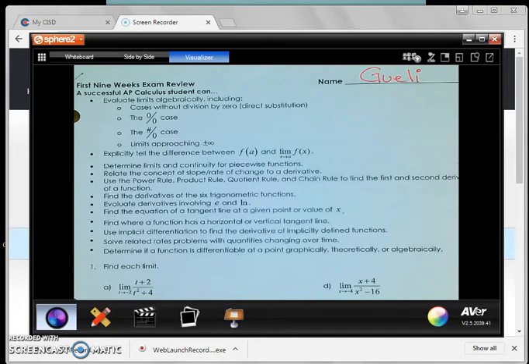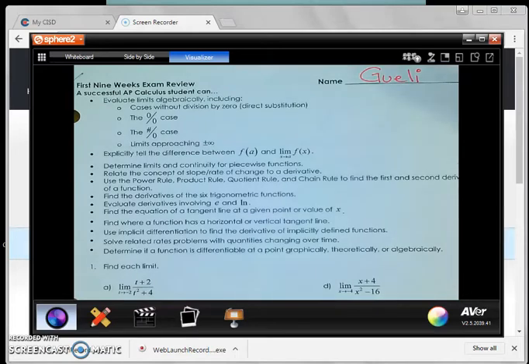I did want to take a minute and just go over the bullet points here. Remember, this review is not all inclusive, and the test can definitely include things that are not on this review. The test is made up of approximately 10 multiple choice and 10 free response. That gives you an idea, and it will cover everything from Unit 1 and Unit 2.